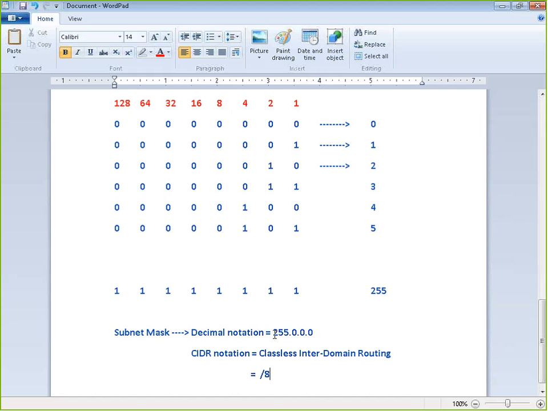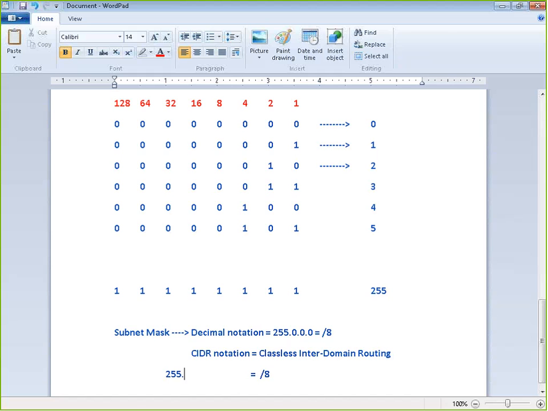As you notice, in this subnet mask, only the first 8 bits are 1. Do you see that? In this subnet mask, only the first 8 bits are 1. Hence, for this kind of subnet mask, the CIDR notation is going to be /8. Do you understand that? Do you get that now? Okay. Now let's take a look at another example.